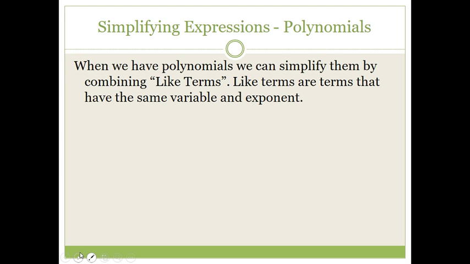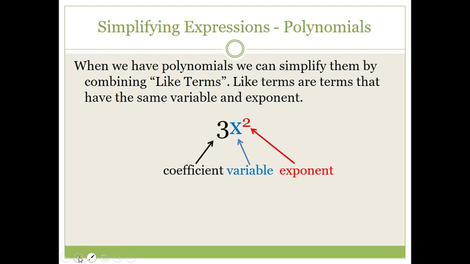All right. Now let's talk about simplifying expressions. We're going to simplify expressions involving polynomials first. The way that we do that is by combining like terms. Like terms are terms that have the same variable and exponent. So here's an example of a term. The number in front is called the coefficient.